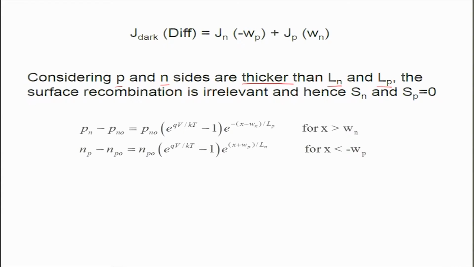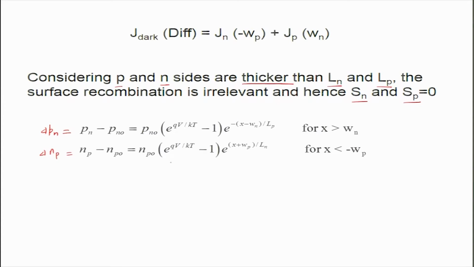As a result, you can write for x greater than Wn, pn minus pn naught is equal to pn naught into exponential of qV by kT minus 1 into exponential of minus (x minus Wn) divided by Lp. So the previous equations are simplified now. Since surface recombination is irrelevant, we make Sn and Sp equal to 0. When you put these conditions into the detailed equations that we showed earlier, we get this delta pn and this delta np.